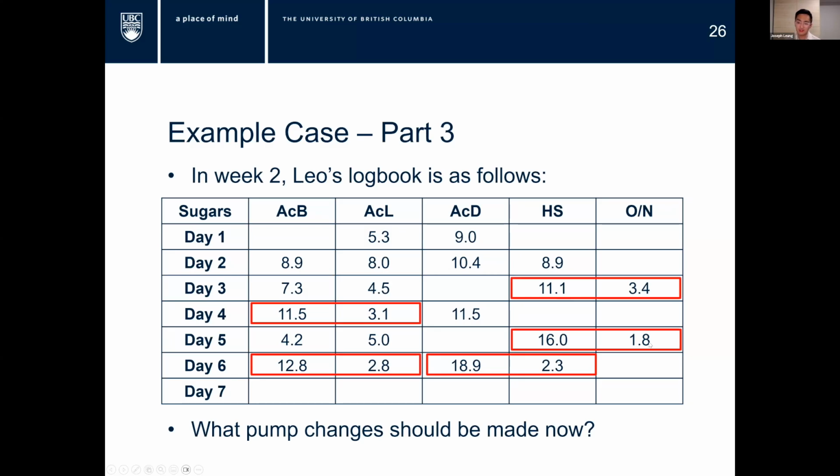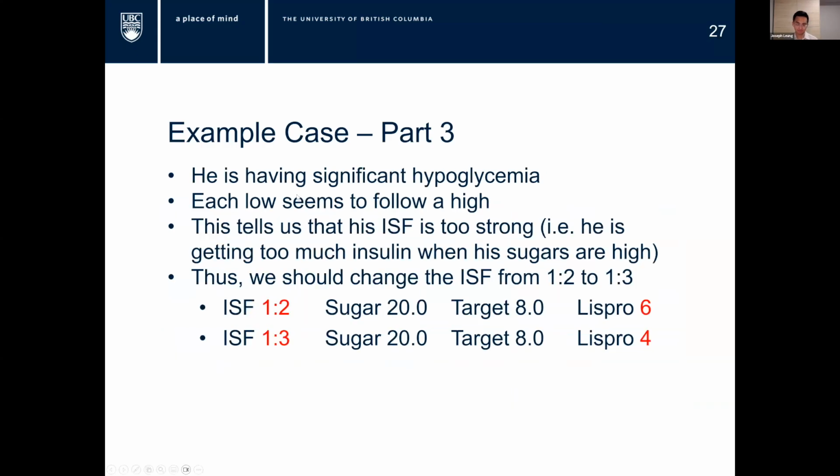And one of the things that you notice is that all of these low blood sugars follow a high blood sugar. So what might be happening in this kind of situation is that when they have a high blood sugar, they're correcting for it, but then that correction is too strong. And you might recall that that correction is governed by that ISF, also known as the insulin sensitivity factor, or correction factor. So when it's too strong, then they could have a low blood sugar.